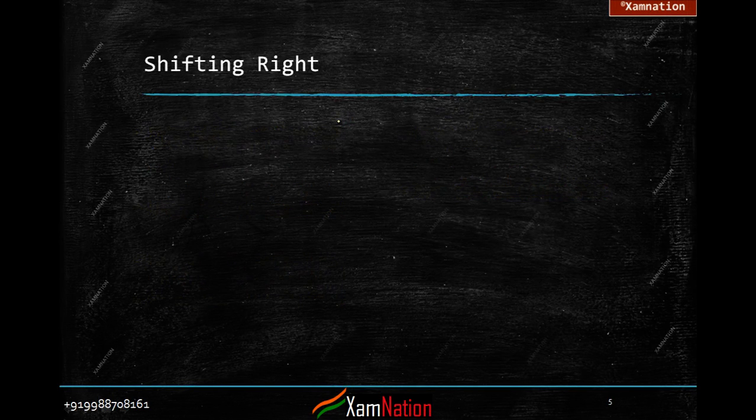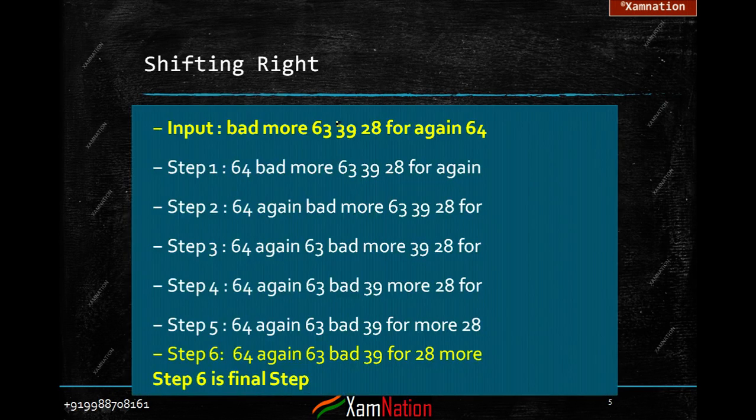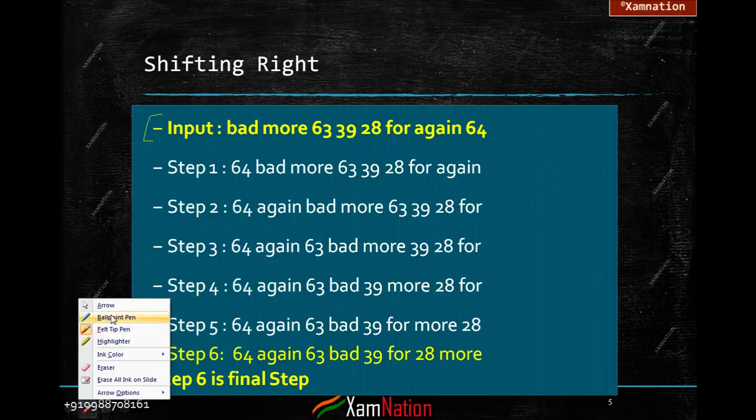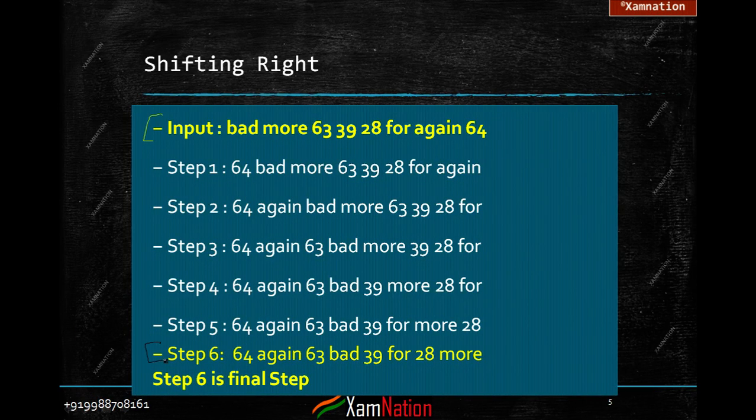Now let's take this example. Look at this example. Input has been given to you, and some output has been given to you. This is an input and this is an output, and it is happening through various steps. Step 6 is the final step, they are telling.